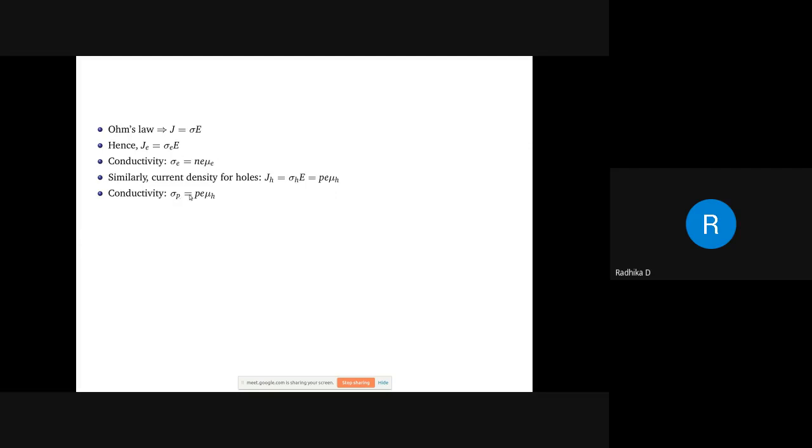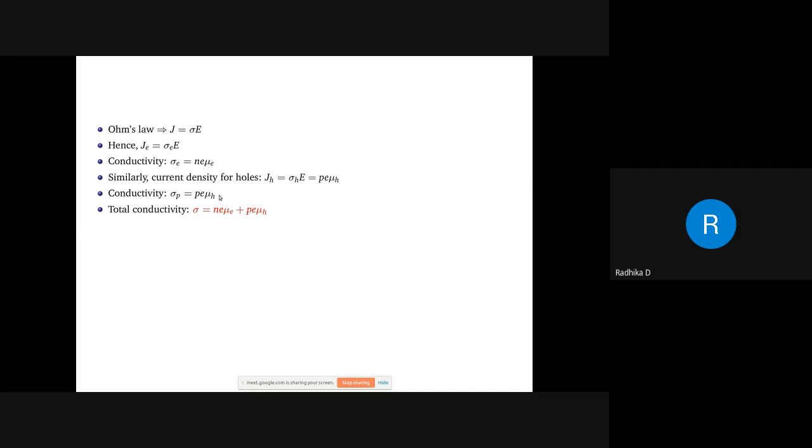Conductivity of holes is similar. The only thing is now it is number density of holes. That is your P, expression for P, which we did in the morning. And then multiplied by charge of electron. Why again charge of electron? Because hole is actually absence of an electron. So you're basically considering it as an electron only, right? So this is E, charge again remains E, the value remains the same. And then multiplied by the mobility of the holes.